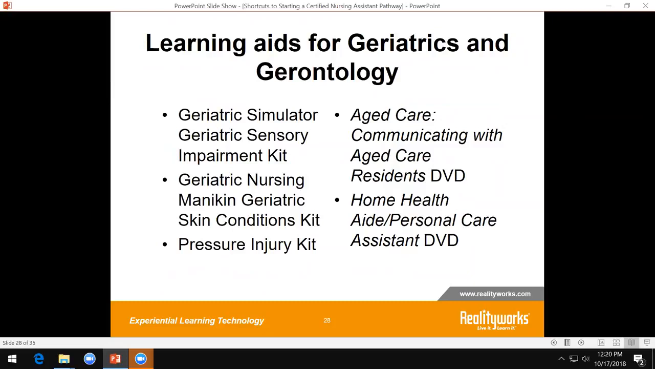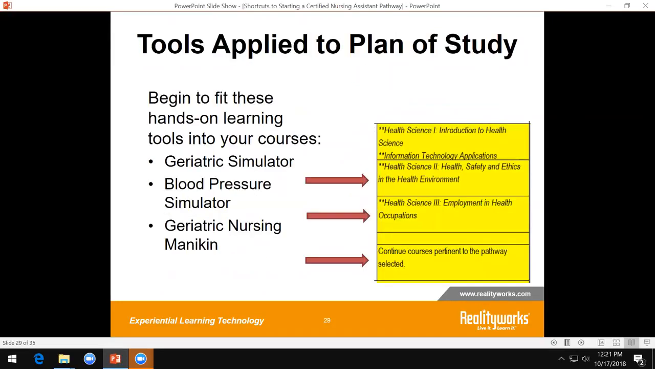We also do include some DVDs because some of these have some really helpful foundational knowledge in them, all about communicating with the aged care residents, providing the personal care, and being a home health aide. So those are just some of the tools and the content that are recommended in our pathway package for CNA.